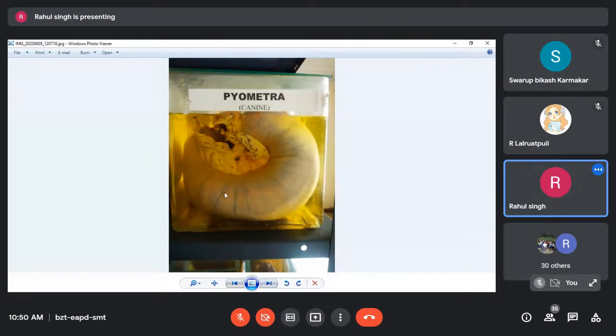Pyometra, enlarged uterus. Uterus is enlarged and it contains a lot of pus inside. This is from a dog.